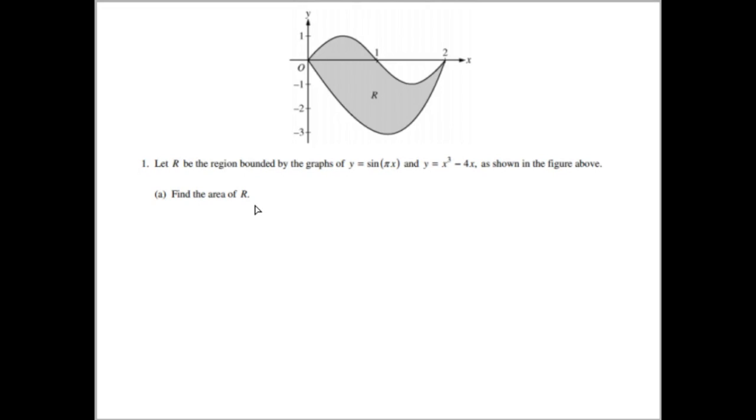Okay, so first question, find the area of R. To find the area, all we need to do is use A equals the integral from a to b of the top function minus the bottom function. a and b are the intersection points of the two functions. Usually you would have to set the two functions equal to each other, so that would be sine pi x equals x cubed minus 4x. But just by looking at the figure, we can see that a is equal to 0 and b is equal to 2. And this top function, the sine, is going to be the top. This bottom function, the x cubed minus 4x, is going to be the bottom.